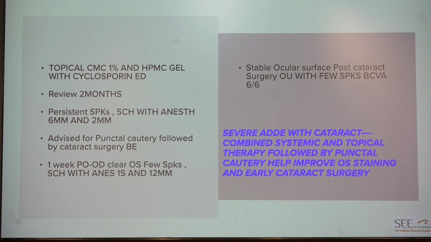And at 1 week post-op, you see a dramatic effect. The right eye, the surface clears. The left eye, you just have a few SPKs. Schirmer's with anesthesia improves to about 15 and 12 millimeter. So we go ahead with cataract surgery in another week, and we could restore her vision back to 6/6 with a very stable ocular surface.